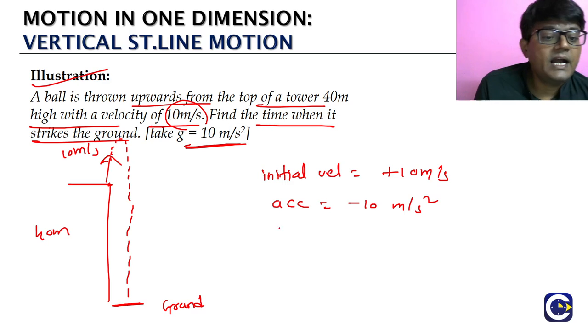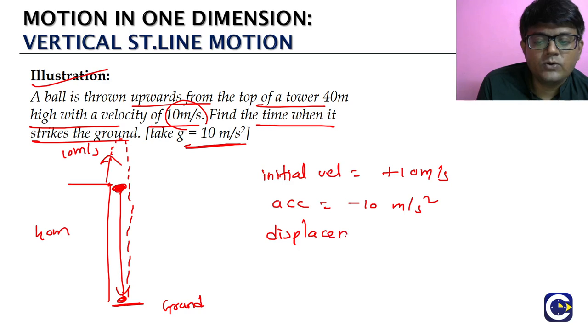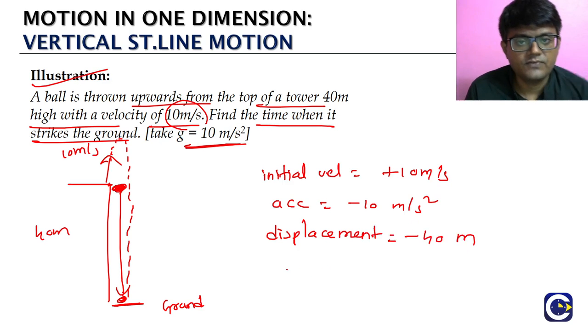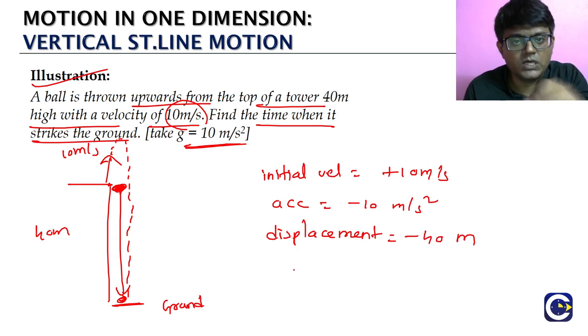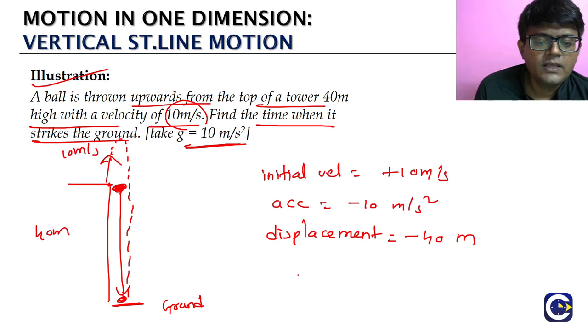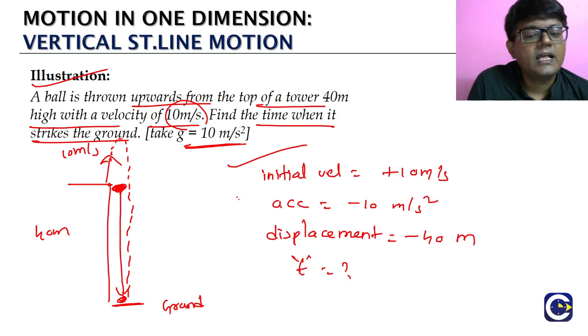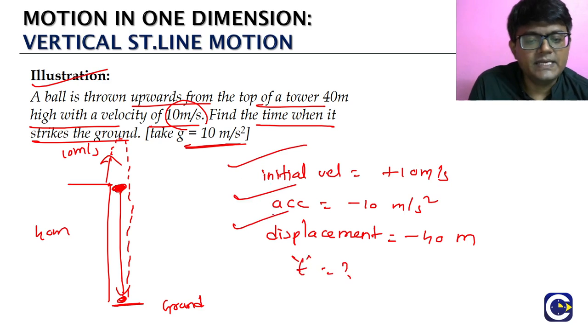Correct. And then what are the other things? We have the overall displacement. This is the initial point, this is the final point. For the entire journey, displacement will be minus 40 meters. From the top it is coming down, so displacement is downwards, so minus 40. Then we have to find the time. Again, initial velocity is there, acceleration is there, displacement is there.